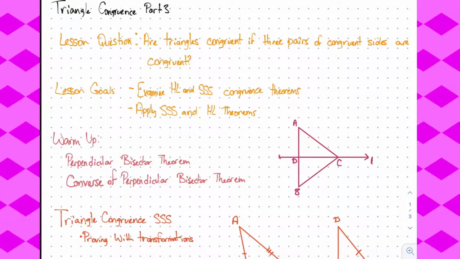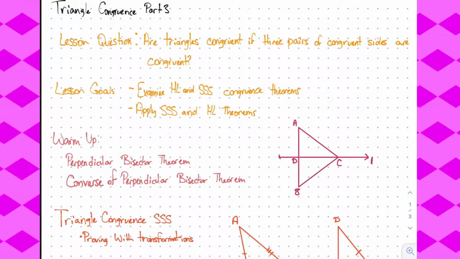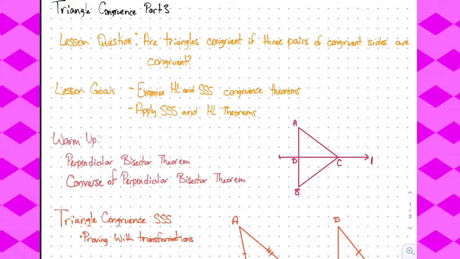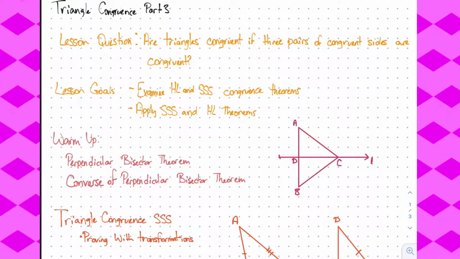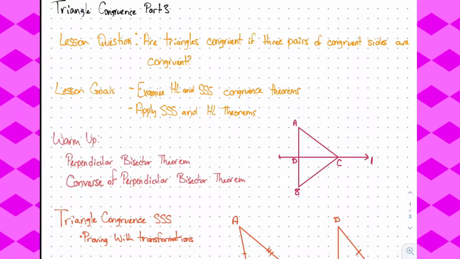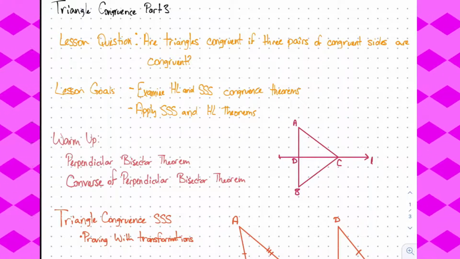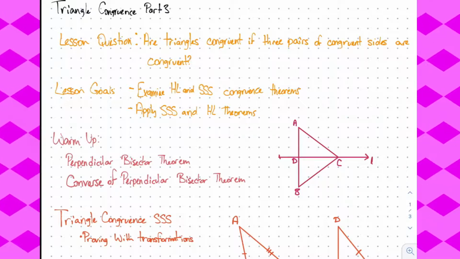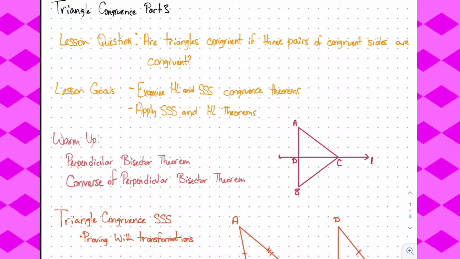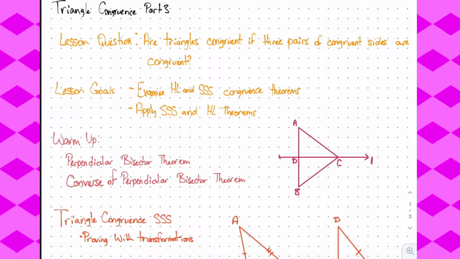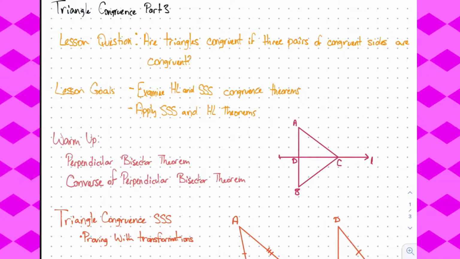Hi and hello. Today's lesson is on triangle congruence part 3. So in this third installment of our lesson on triangle congruence proofs, we will get our last two to bring our sum up to 5 total ways we can prove two triangles are congruent without measuring all of their side lengths and measuring all of their angles.